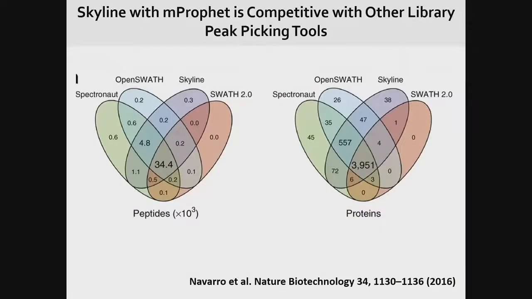The other key thing is that basically all of these tools, which are largely based off the same original mProphet algorithm, all give basically the same results. So whether you're using Spectronaut, OpenSwath, Skyline, or Swath 2.0, which is the PeakView or SCIEX tool, they all give very similar results, either on the peptide level or on the protein level. Some tend to be a little bit more sensitive than others, but in general the numbers are fairly small for those that are unique to any one tool versus another.